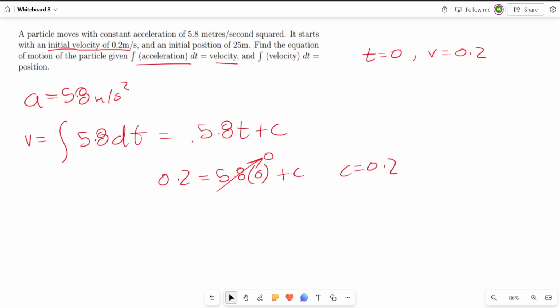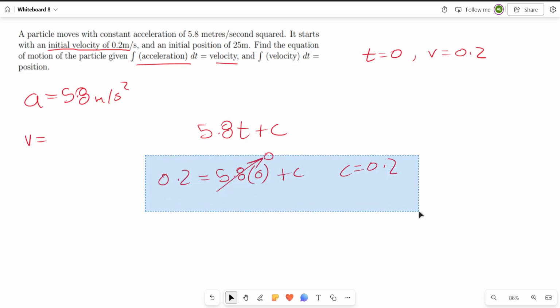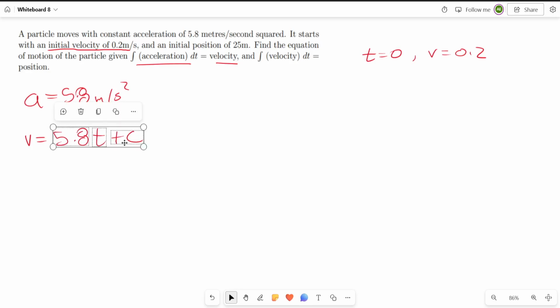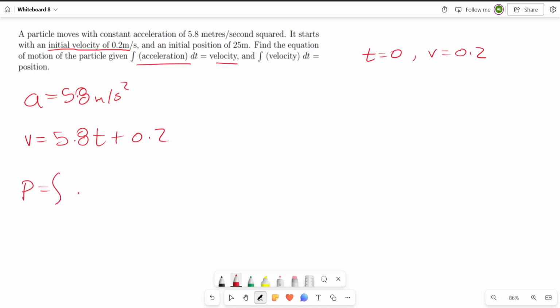And my full velocity is now basically 5.8t plus c, which was calculated as 0.2. So this is now the velocity expression or the velocity equation. Now, in order to get to the position equation, position is equal to integration of the velocity with respect to dt.